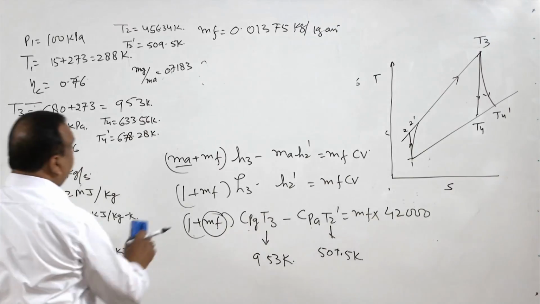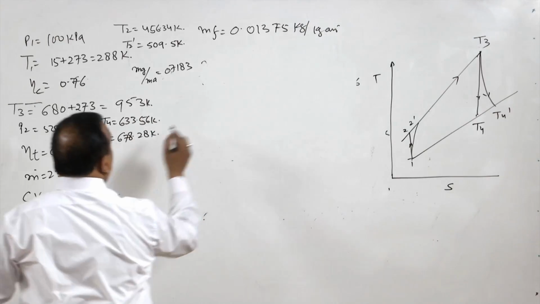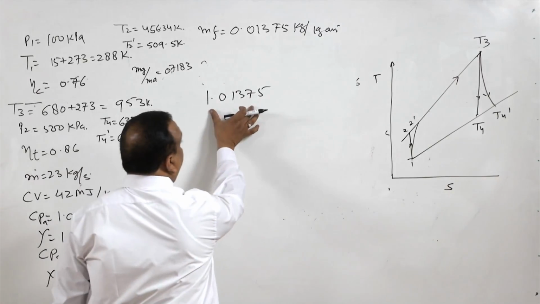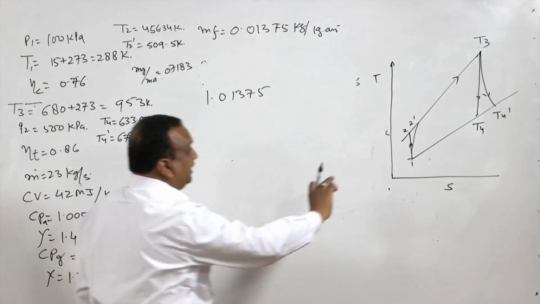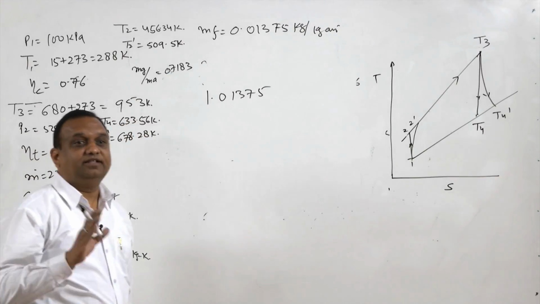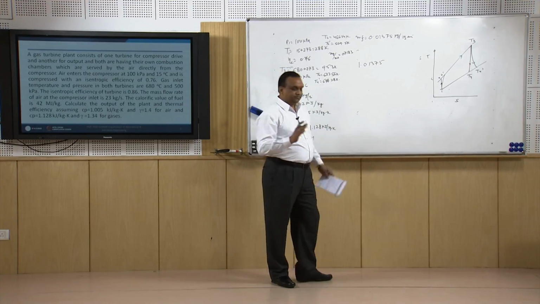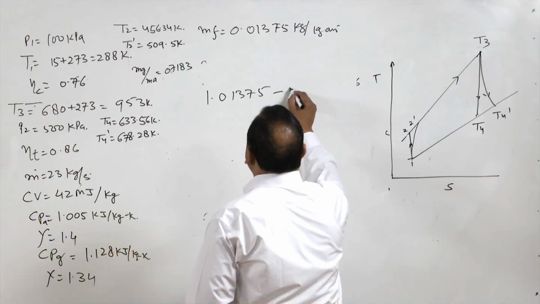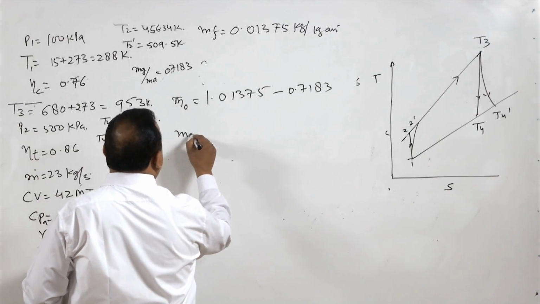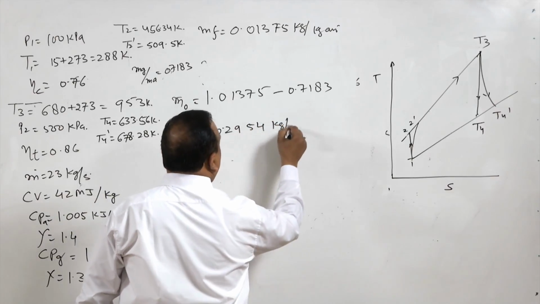It means the total mass of the flue gases is 1 plus mf, that is 1.01375. This is the total mass in kgs per kg of air. This is the total mass of the flue gases if we are compressing 1 kg of air, right. But out of this, a part is used for running the turbine which is driving the compressor. So, the difference of these two masses of flue gases will be available for power generation. So, minus 0.7183 will be used for output. So, MO is equal to 0.2954 kg per kg of air.